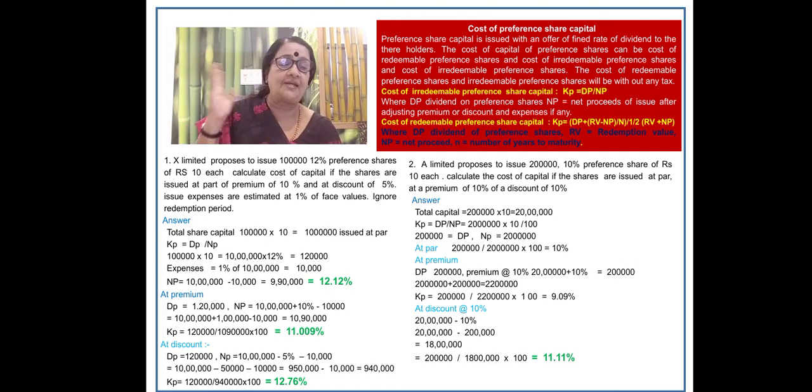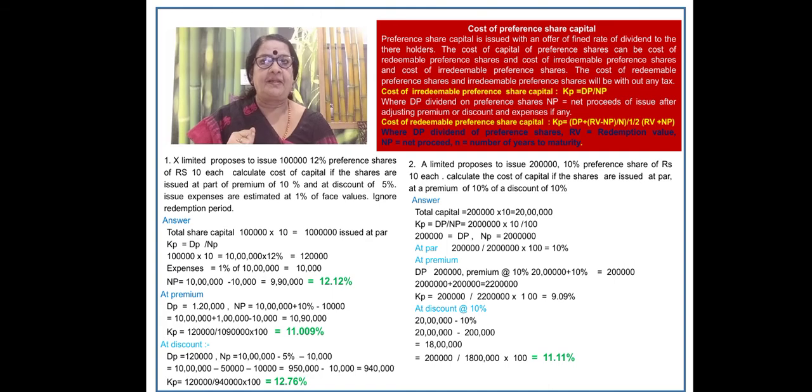Now, in the last session I discussed the cost of debt, that is, the cost of debentures or cost of long-term debt. There we have taken the cost of debentures, where the two types of debentures are redeemable and irredeemable. Now we are going to see in this session the cost of preference share capital, the second group.